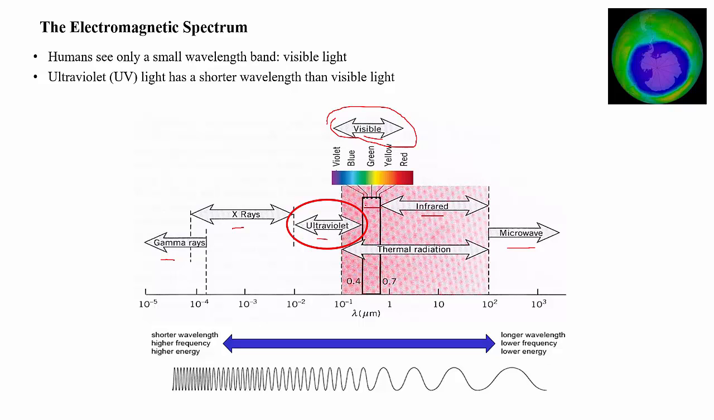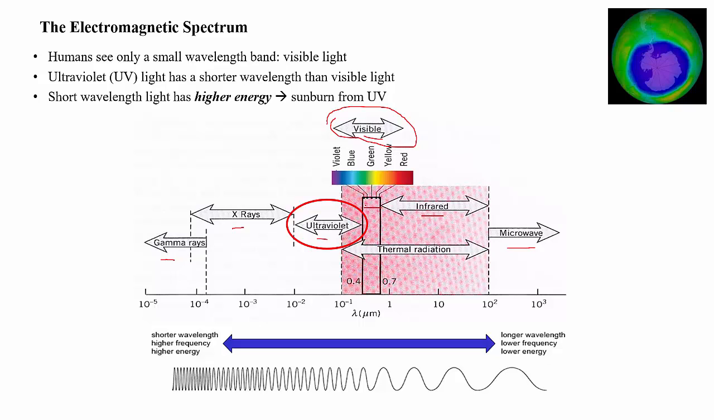UV light is just off the visible spectrum. Its wavelength is just a bit too short for humans to see. Apparently honeybees see UV light, but not people. Sometimes it's called black light. You can buy a black light in the store that gives off ultraviolet light.